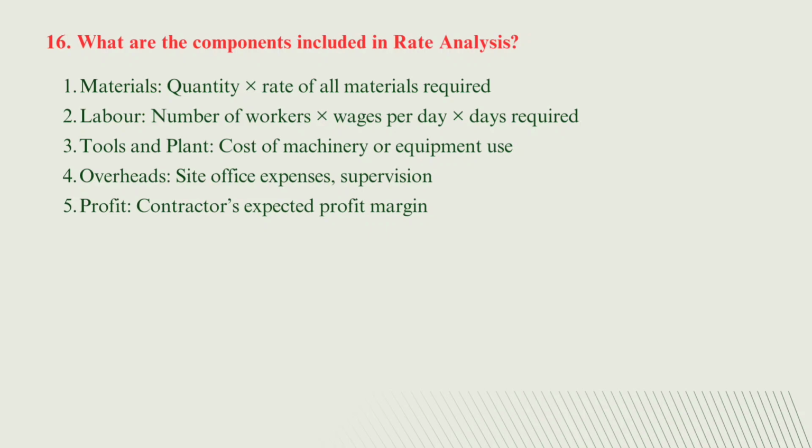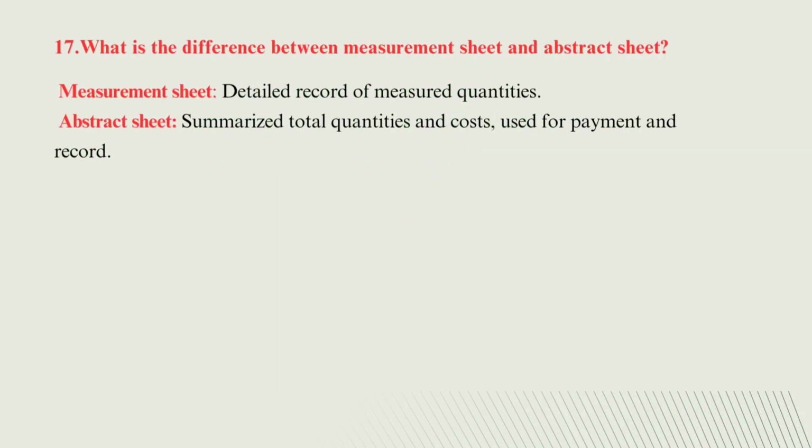Then next is profit. Contractors' expected profit margin is included in the rate analysis, and it is generally 5 to 15% of the total cost of the project. Now the next question is, what is the difference between measurement sheet and abstract sheet? The measurement sheet includes a detailed record of the measured quantities, and the abstract sheet summarizes the total quantities and the cost used for the payments and records.